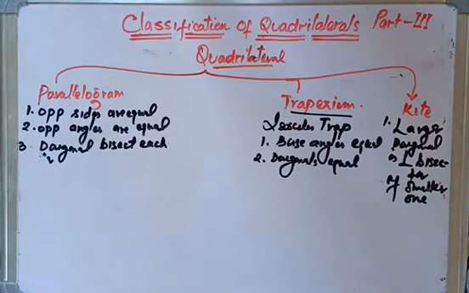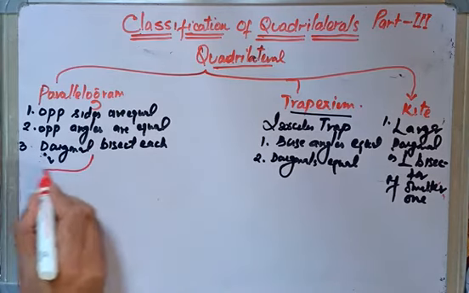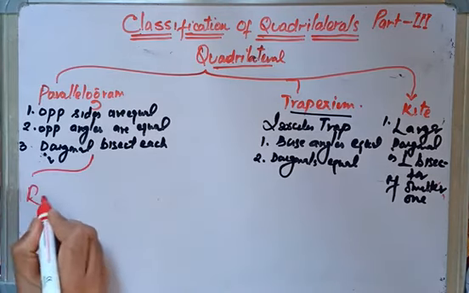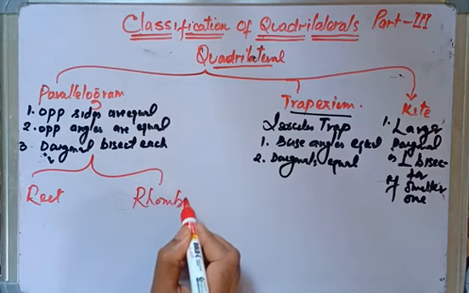In a parallelogram, we discussed the properties: opposite sides are equal, opposite angles are equal, diagonals bisect each other, right? In a trapezium, we talked about the isosceles trapezium, in which base angles are equal and diagonals are equal. In a kite, you can see that the adjacent sides are equal. The most important property of a kite is that the larger diagonal is the perpendicular bisector of the smaller diagonal. Then we modified the parallelogram first into a rectangle with respect to its angles.